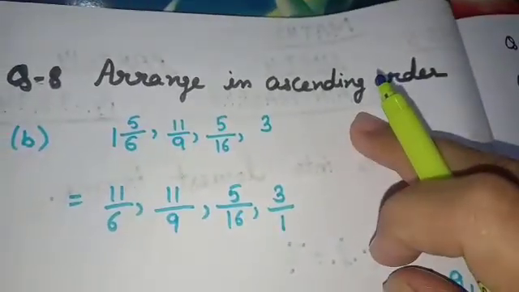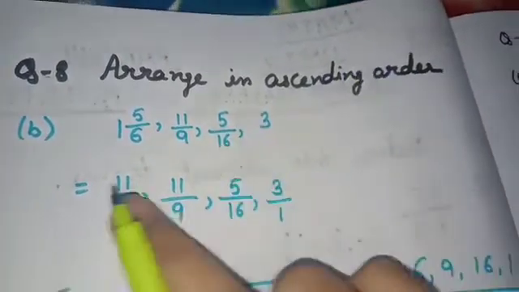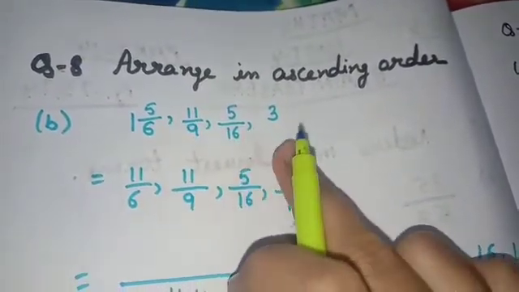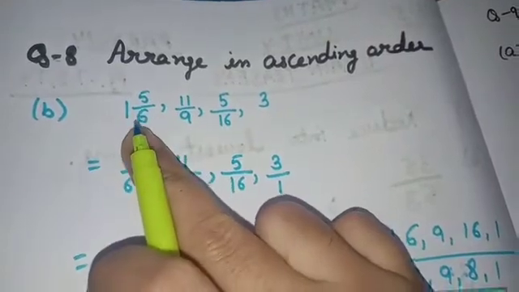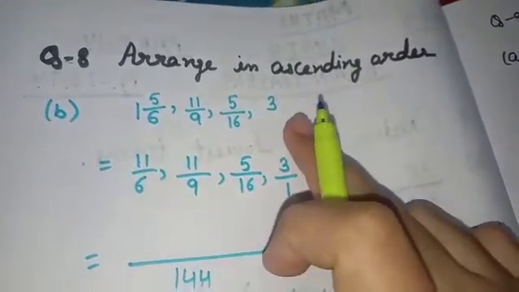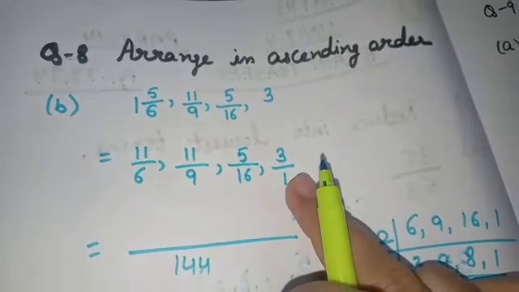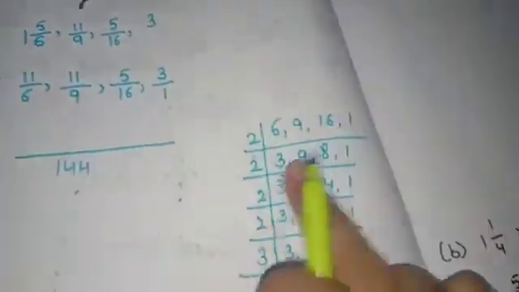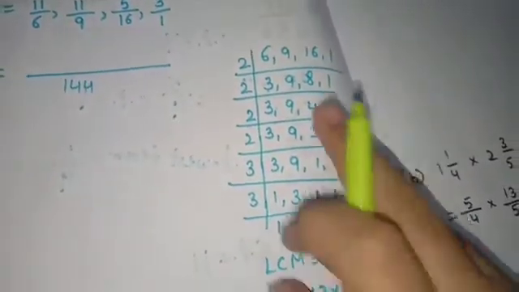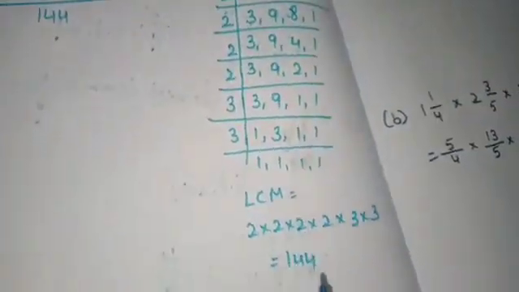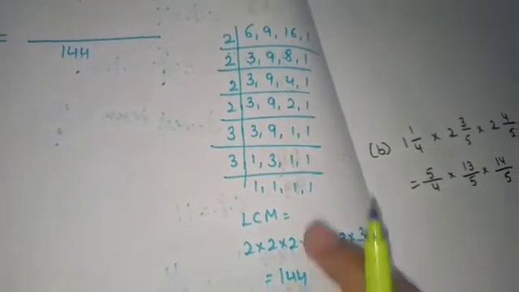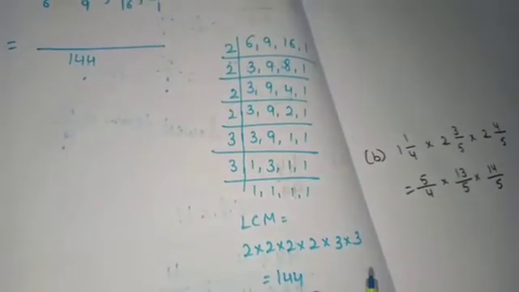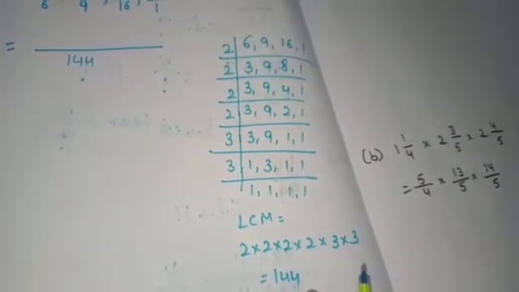Question number 8 is arrange in ascending order. Let's see its B part. 1 5 by 6, 11 by 9, 5 by 16 and 3. First of all, mixed will be converted to improper and there is nothing under 3, so we will write 1. Then as we all know, find the LCM of denominators. Its calculation is too long, so the LCM will be 144. Firstly go at 2, then 2, then 2, then 2, then 3 and then 3. So we will have the LCM 144.